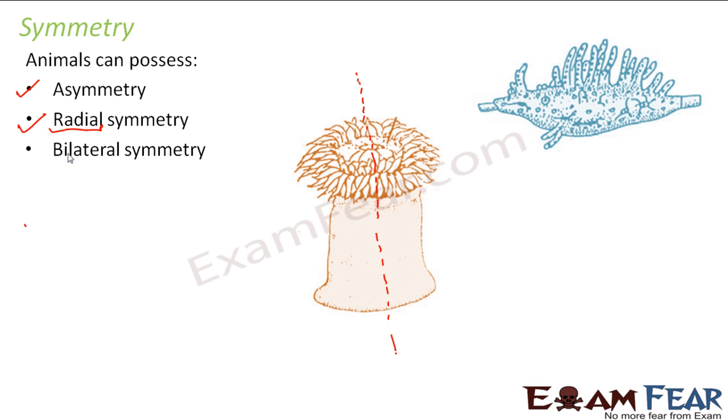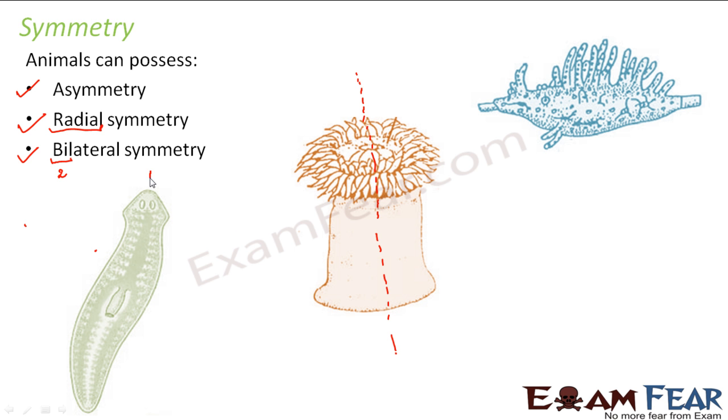And the third one is bilateral symmetry. What is the meaning of bilateral symmetry? Bi means two and lateral means side, so when you divide an object laterally, you will get two parts which will be mirror images of each other. Let us take the example of this planaria. It is a platyhelminth. If you divide it along an axis like this, which will also pass through the center, now if you look at the left side and the right side, both are laterally symmetrical. That means both are identical to each other. So if you turn one half, you will get the other half. So that is bilateral symmetry.